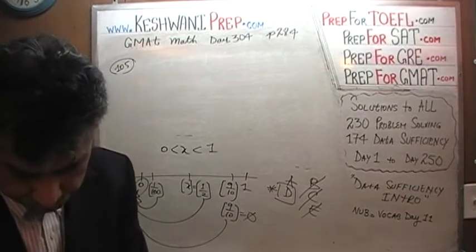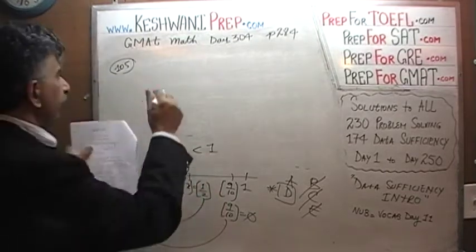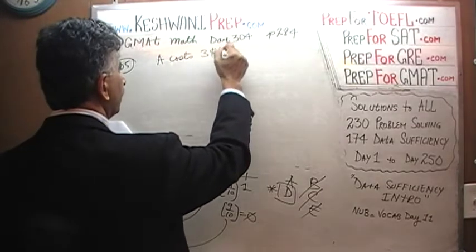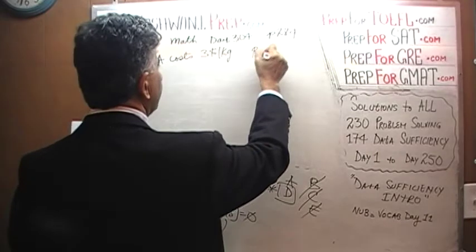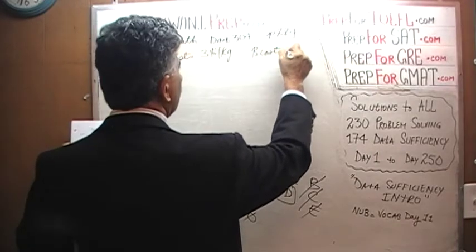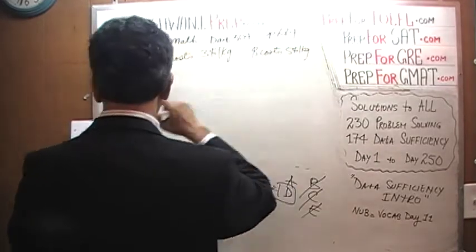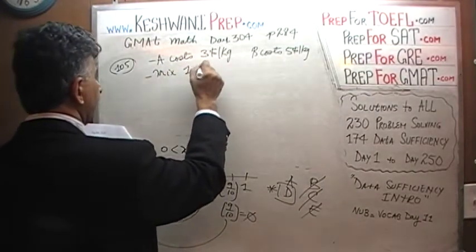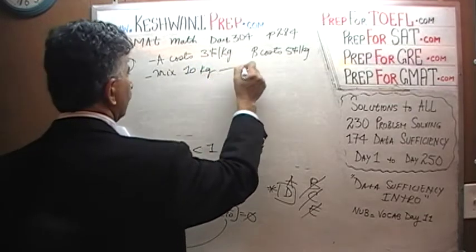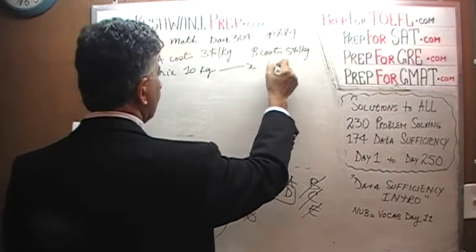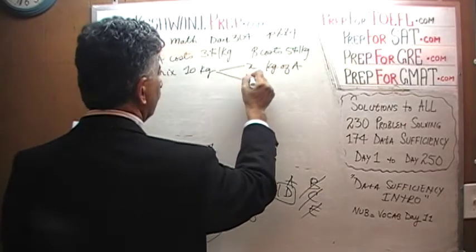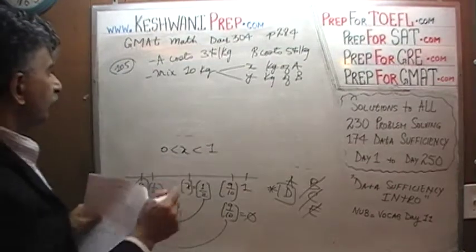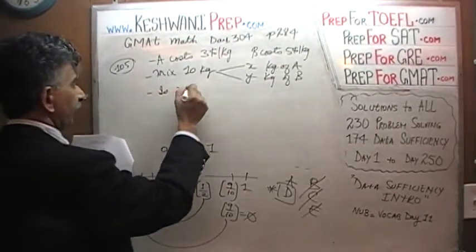In 105, we are told A costs $3 per kilo. We are told that B costs $5 per kilo. We have a mixture of 10 kilo consisting of X kilo of A and Y kilo of B. The question is, is X more than Y?